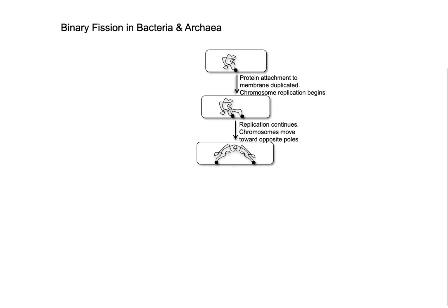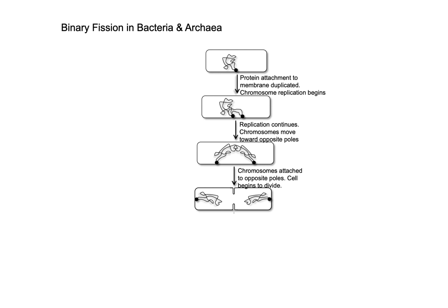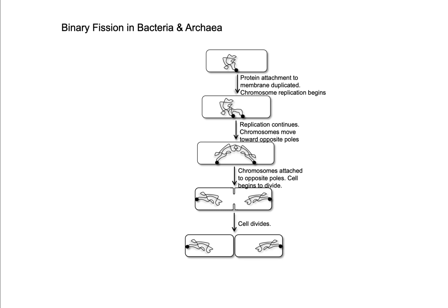As the cell walls and cell membranes continue to move outward, the chromosomes are pulled apart and ultimately wind up at the poles. The cell wall and membrane begin to pucker inward in the center of the cell, and then the cells divide by binary fission.